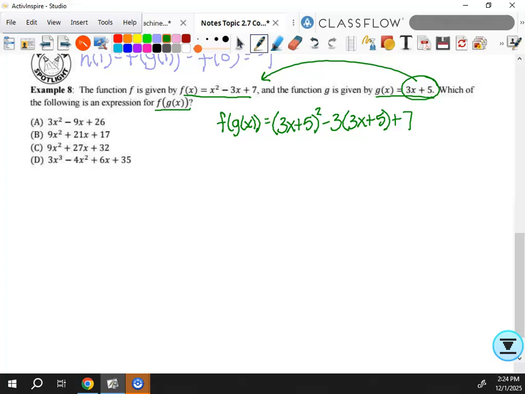Okay, this first little binomial, will it become 9x squared plus 25? No. Yeah. Good answer. What goes in between the 9x squared and the 25? 30x. Good.